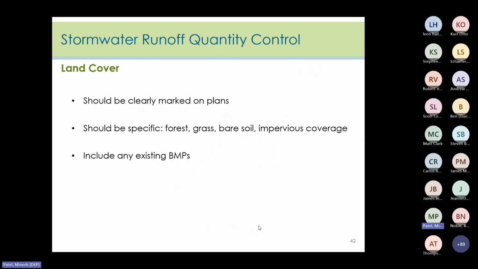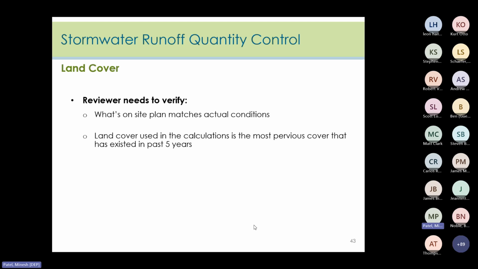The reviewer should be checking land cover next. Land cover should be clearly marked on the plans and be specific to what the land actually is. It should also include any existing BMPs on site. The reviewer must verify that the plans and cover descriptions in the report match what is actually on the site. Aerial photos can be used to make sure the most pervious cover that existed in the past 5 years has been used in the calculations. Again, it may be necessary for the reviewer to verify land cover conditions in person just to make sure that they've been accurately described.